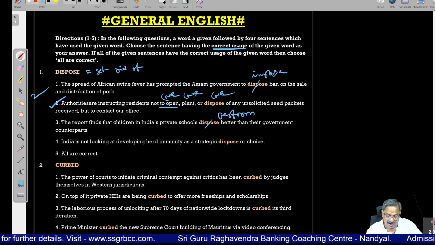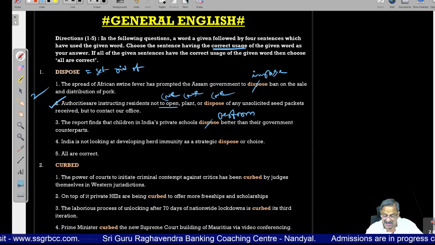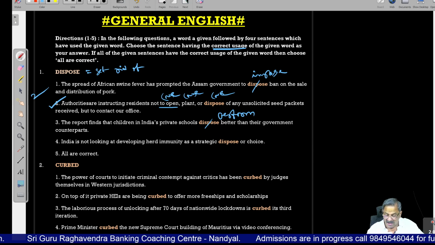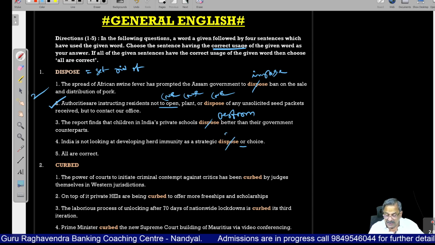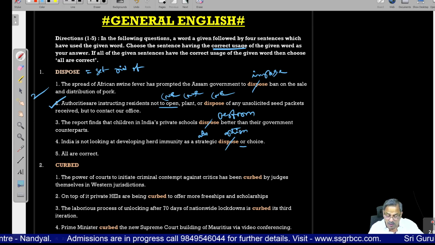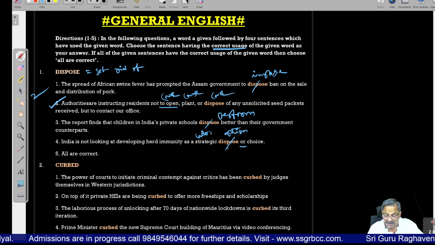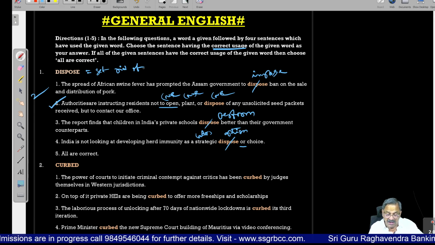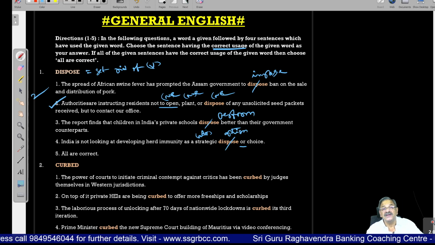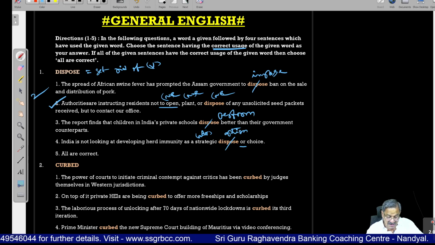Then India is not looking at developing herd immunity as a strategic dispose or choice. Strategic dispose or choice. It should be strategic option or choice. Here strategic, any word ending with C is treated as adjective. Its modifier must be a noun, but dispose is a verb. It is not going to be correct. Then which sentence is correct? The second sentence is correct. Then curbed, verb.